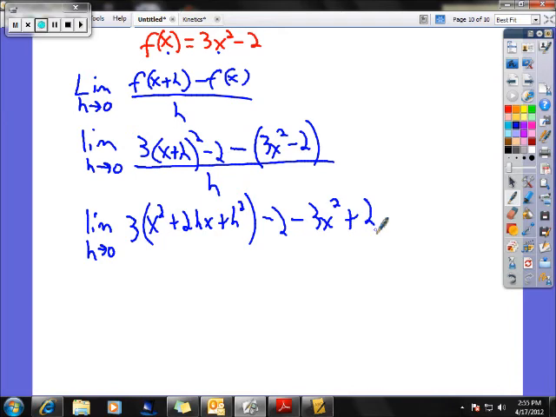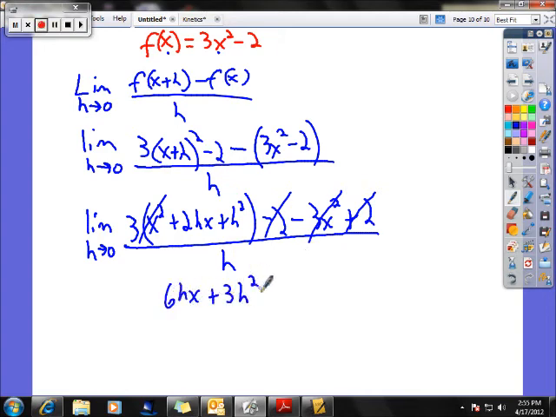So right now we can get rid of the 2's, right? Now notice we're going to distribute this 3, so we're going to have a 3x squared. This is all over h still, sorry. So I have a minus 3x squared over here and a positive 3x squared here. Those are going to cancel, right? Now I still need to distribute that 3. So I'm going to have 6hx plus 3h, that's all over h, right?